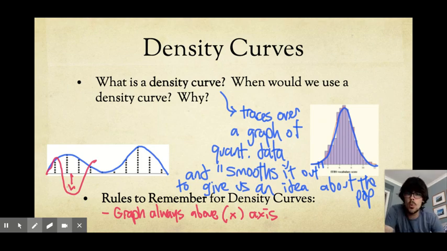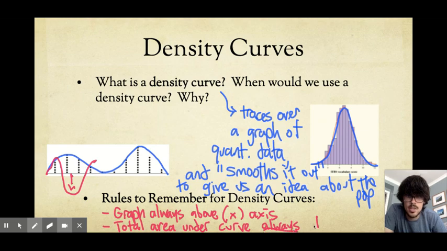And the most important rule of a density curve is that the total area underneath the curve, so total area under the curve, is always 1. Okay, so the total area under the curve is always equal to 1. So if I look at my blue curve right over here, for example, the total area underneath this curve is equal to 1. Why? Why make it 1? What sense does that make?